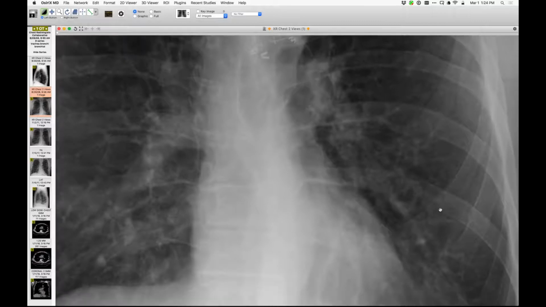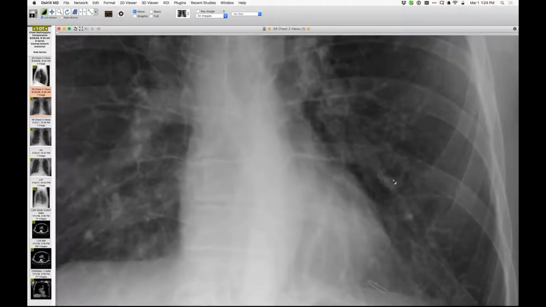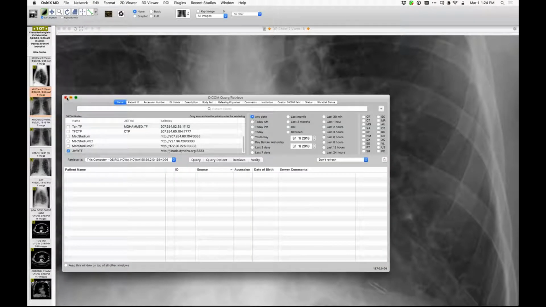And then in relation to one of them right here, there is a little demi-lune of fluid in the dependent portion of one of those cystic spaces, but he's got lots of cystic spaces.